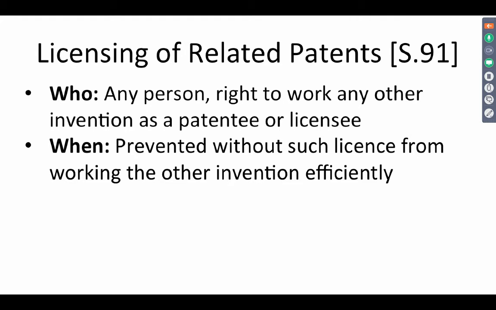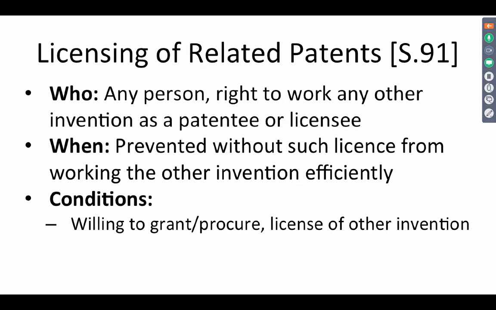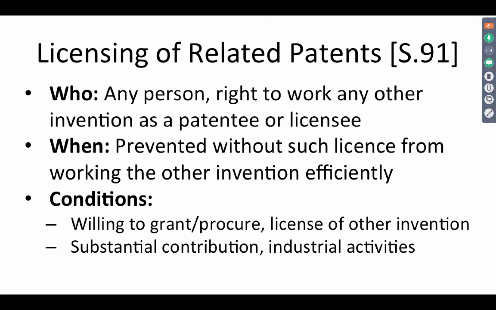Now, prevented without such license from working the invention efficiently. Conditions: you should have tried it, but the owner of the patent did not grant you. So you were willing to grant and procure the license of the other invention, and you make a substantial contribution to industrial activities, which means you have some industrial presence, and you are already doing some activity in India, which any manufacturer in India would qualify for. Substantial contribution to establishment or development of commercial or industrial activities within the territory of India. So these are the 2 requirements.